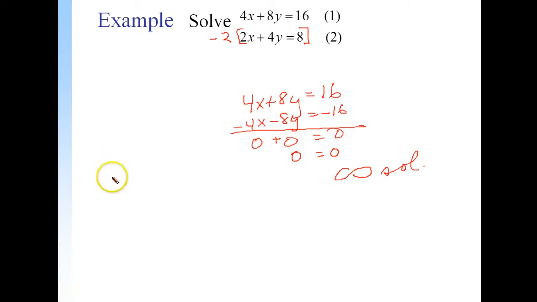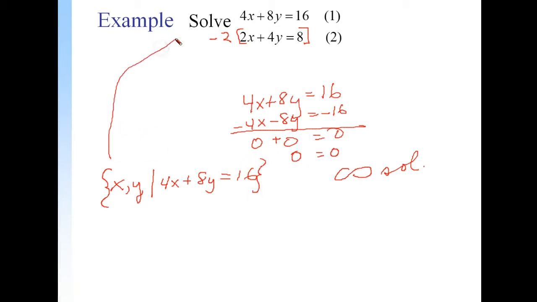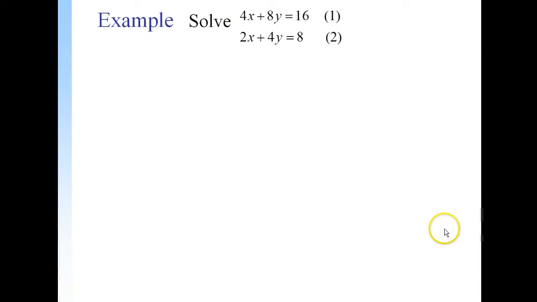And often we write it in roster notation that looks like this. And they'll usually give you this option as one of your answers. X comma y is such that 4x plus 8y equals 16. You write one of your equations. Could be either one. Okay? All right, let's continue because we have more to do here.